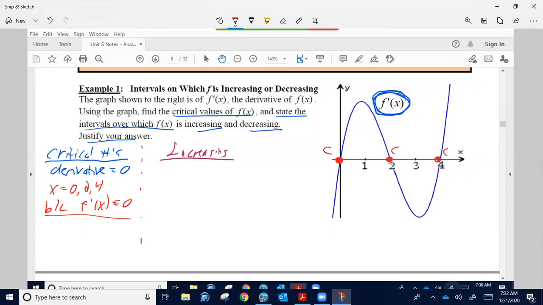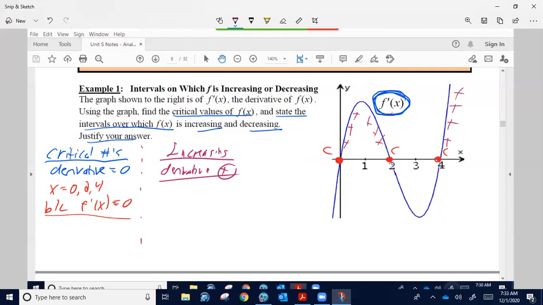And again, increasing means the derivative is positive. If you're increasing, that means you have a positive slope. That means you're rising. That means the derivative is a positive number. And looking at this, we have a whole lot of positive derivatives in this initial segment and that last segment. Again, this is a derivative graph. So this graph has positive numbers between 0 and 2 and from 4 to infinity.